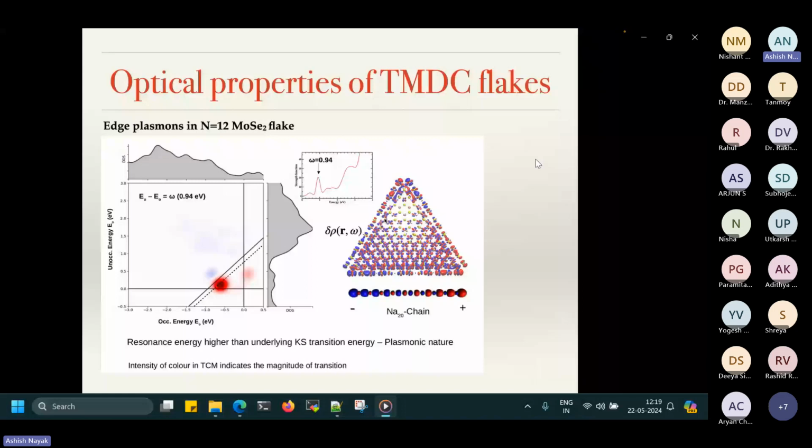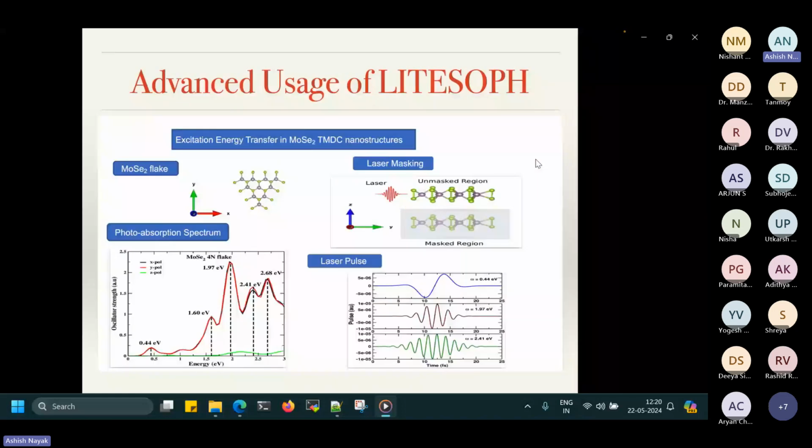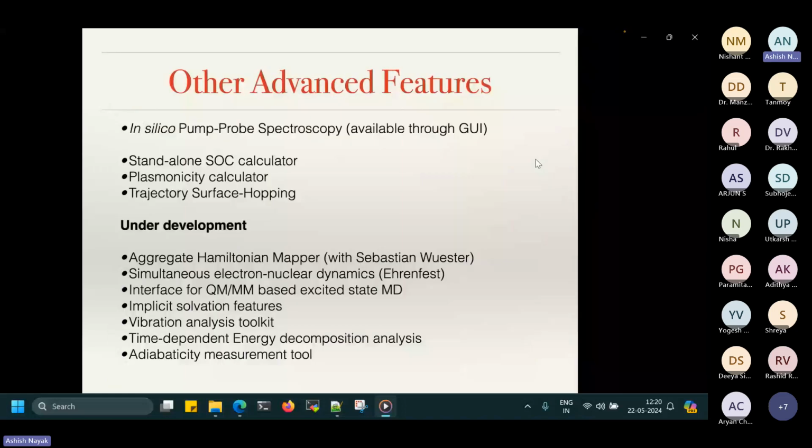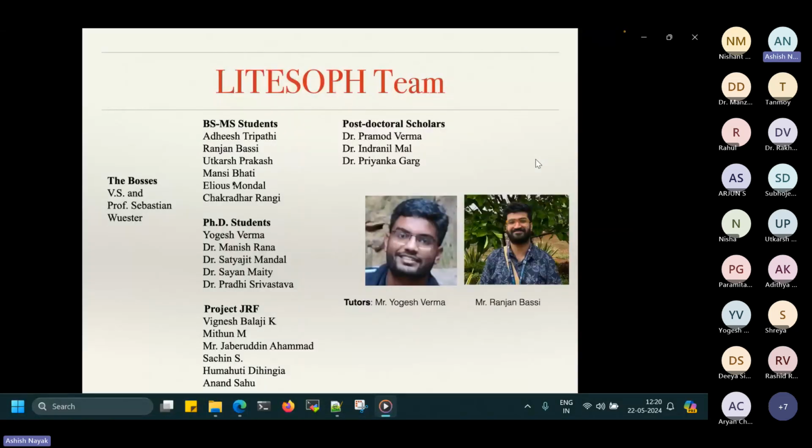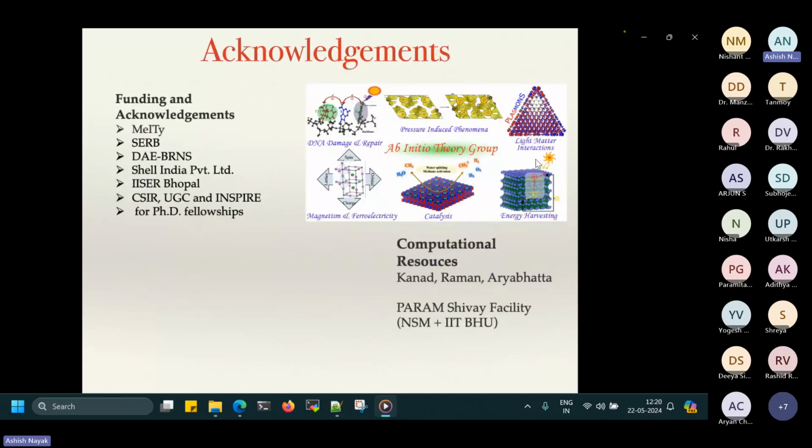Okay, the other stuff I may not necessarily have time to go through, but the tutorials should walk you through this. And what I will do is maybe introduce the team to you. So LITESOPH has been implemented by a lot of students in the group. It's completely student driven. These are the two people who are going to introduce you to LITESOPH through your tutorials. And with that, let me just acknowledge the funding and thank you all for your attention.